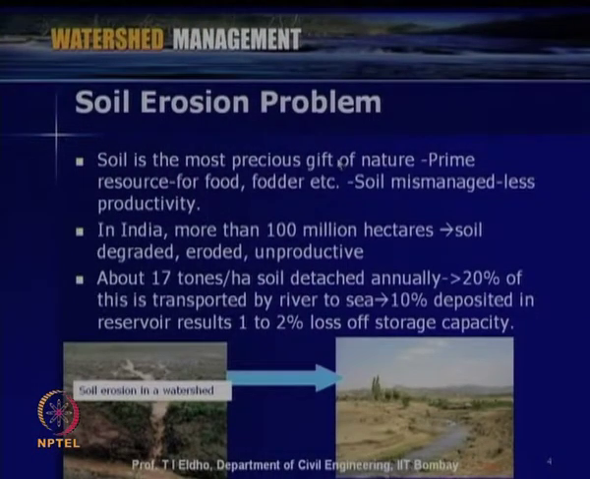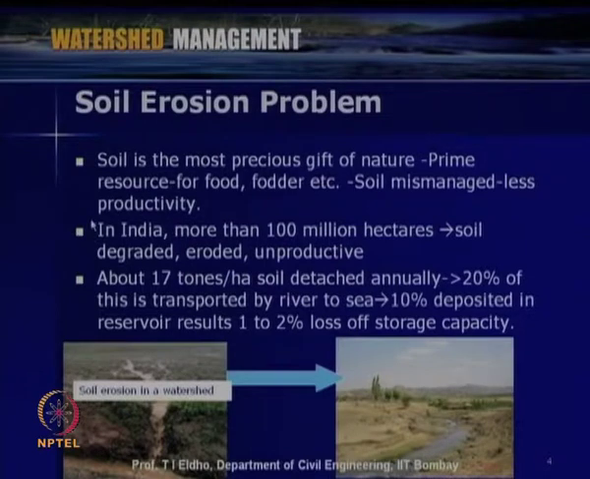As mentioned in this slide, soil is the most precious gift of nature. Soil is the prime resource for food, fodder, etc. Since we have to grow plants for agricultural products, and all these plants grow in the soil, soil is the most precious gift of nature. We should have fertile soil for better agricultural production. If the soil is mismanaged, there will be less productivity. For better productivity, fertile soil is essential, so we have to stop this soil erosion.